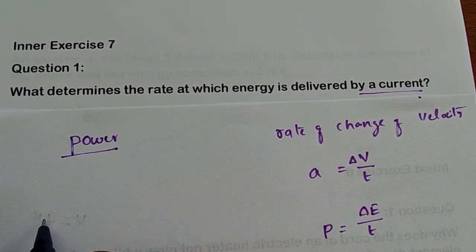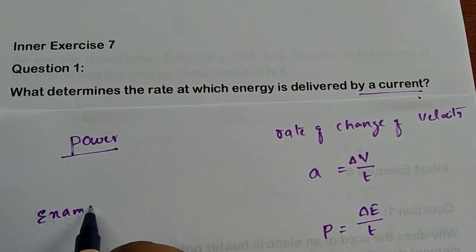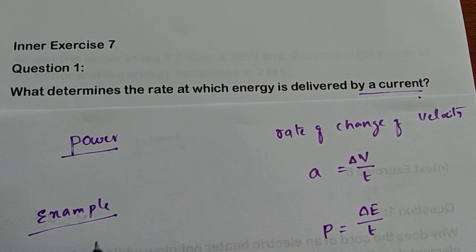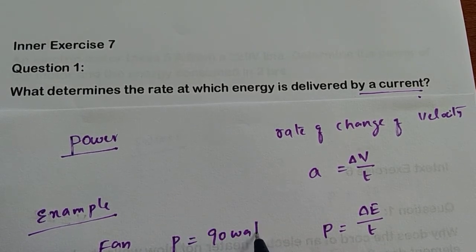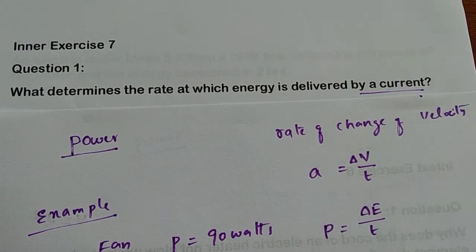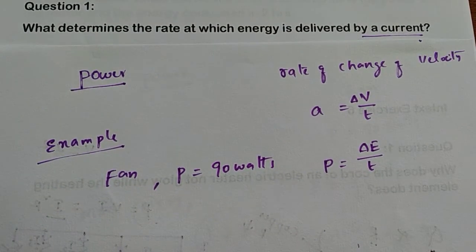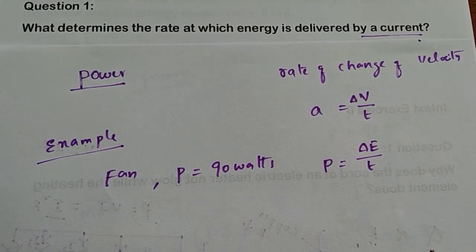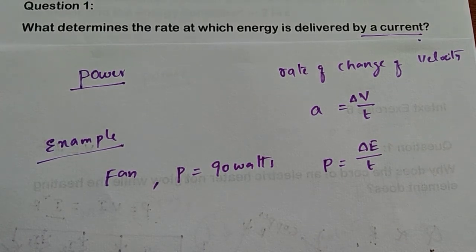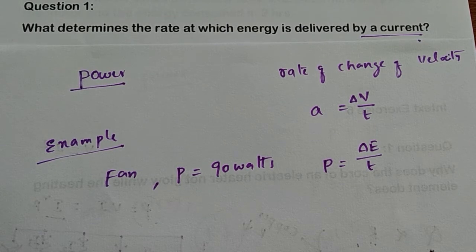For example, let me take a ceiling fan. In your home you have ceiling fans, right? The general power consumption of a ceiling fan is 90 watts. Whatever fan you are using, the power consumption will be mentioned on it. Some fans will have 120 watts, 110 watts, 90 watts, like that.